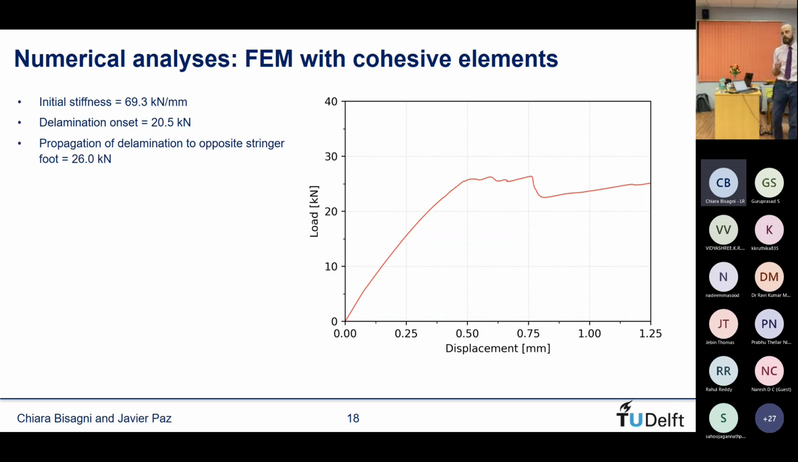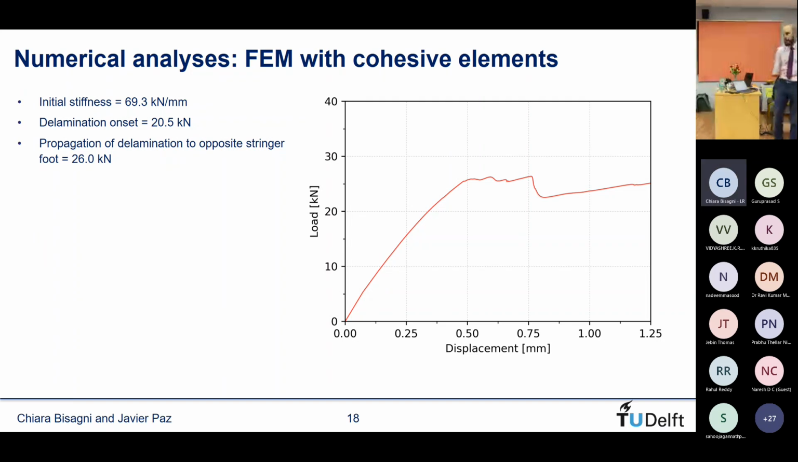First is the delamination onset, which is when the skin and stiffener begin delaminating. For the numerical model, we get a bit over 20 kilonewtons. So we are looking around here. Then the delamination propagates, and at some point, it propagates enough that it reaches the opposite stringer foot, opposite where the initial defect was, and that happens at around 26 kilonewtons.